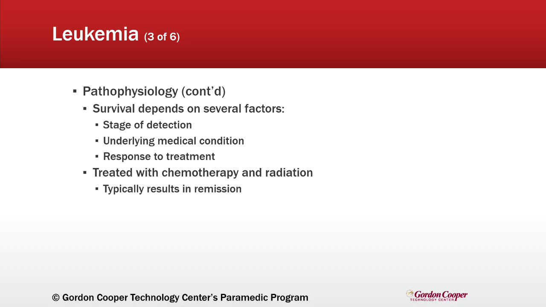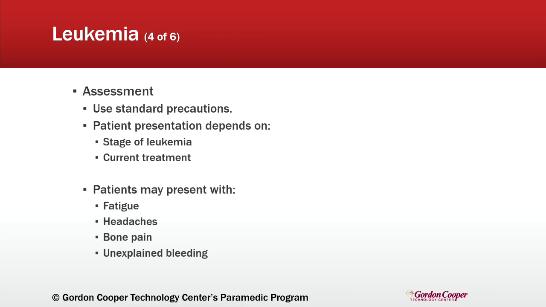Leukemia is typically treated with chemo and radiation therapy. In most cases, treatment does lead to remission. Children with diagnosed acute lymphoblastic leukemia have a 5-year survival rate of around 90%, so the treatment is effective and it's successful in most cases.